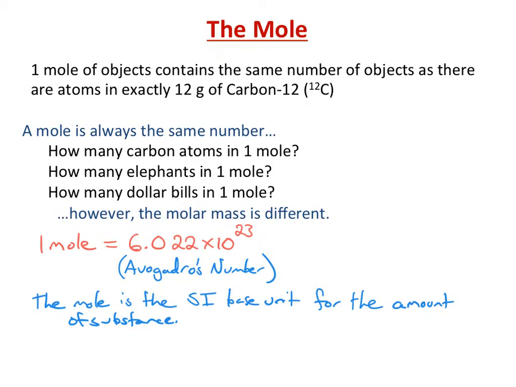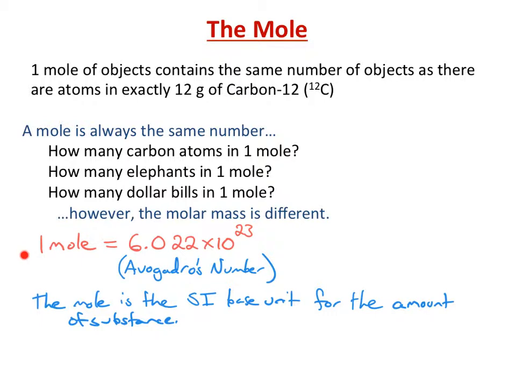Welcome to the how-to for the mole in molar mass. When we talk about the mole, chemists use the mole as a counting unit for the number of atoms, ions, or molecules in a sample. And when we talk about 1 mole of objects, it contains the same number of objects as there are atoms in exactly 12 grams of carbon.